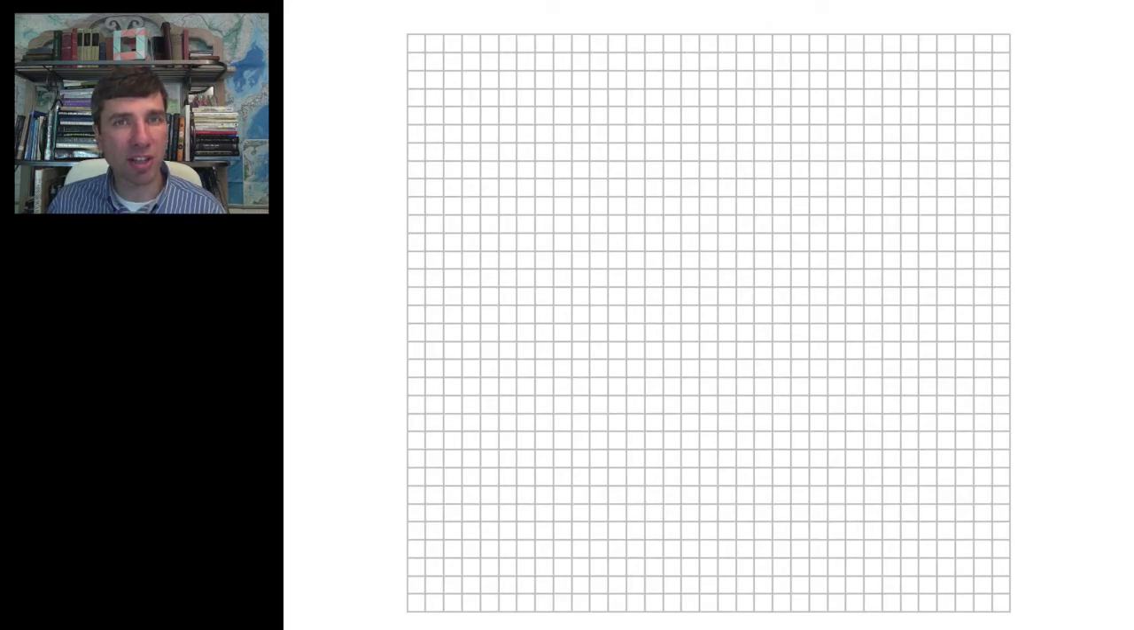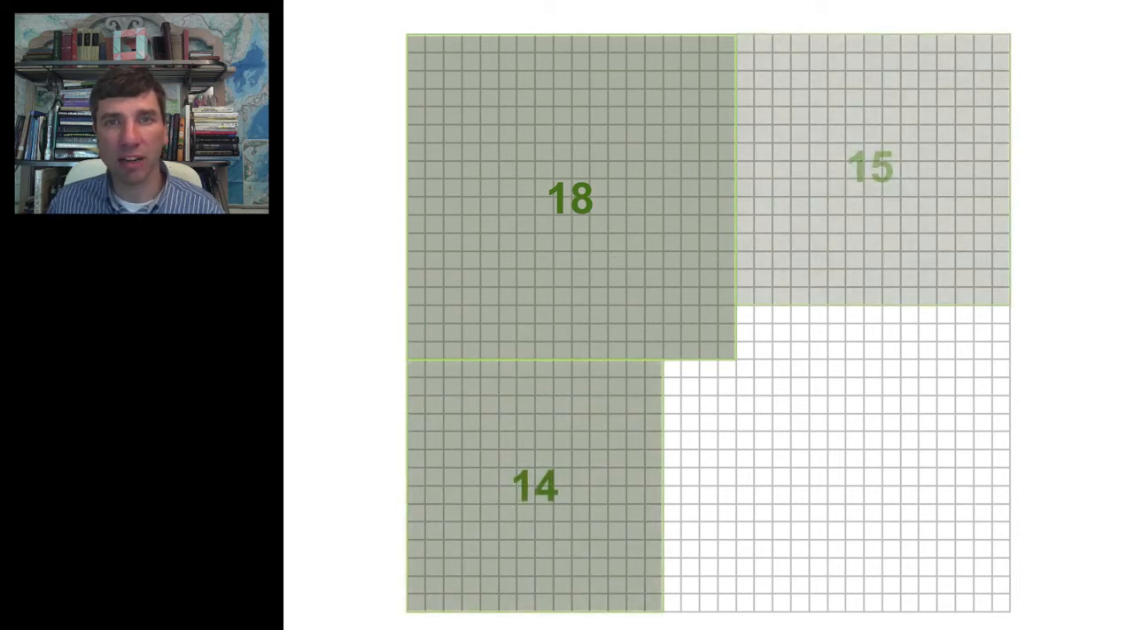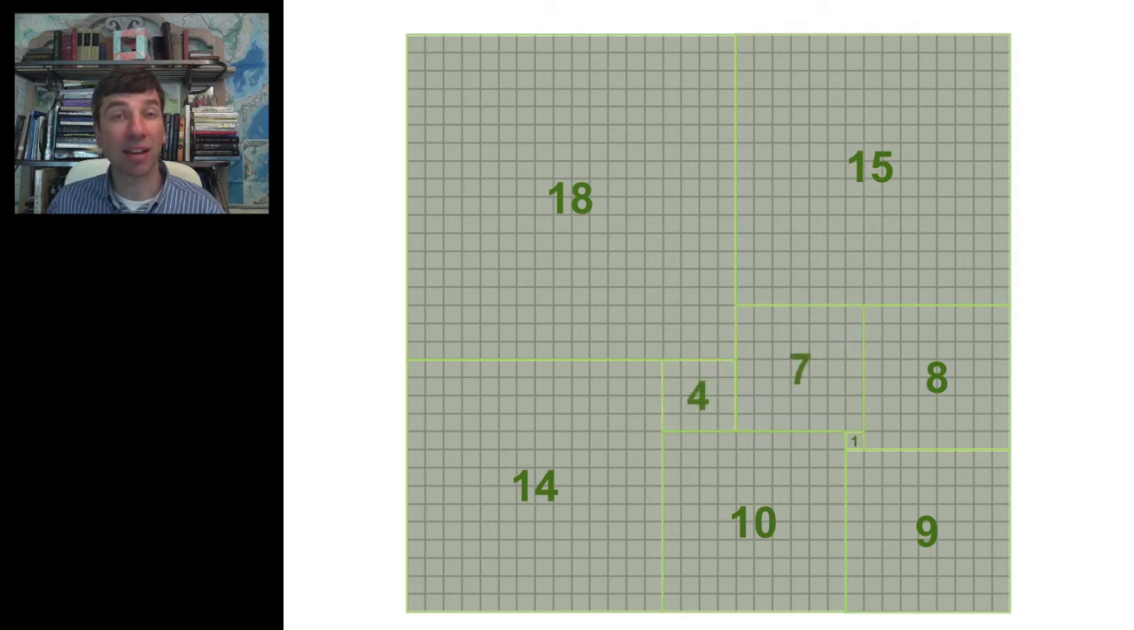Now it's time to send your students back to the graph paper. Here is an 18 by 18 square in the upper left. We can put a 14 by 14 square and a 15 by 15 square there. Then we can put an 8 by 8 square there, a 9 by 9 square, a 10 by 10, and we can just fill in the rest, and they've got their beautiful solution.